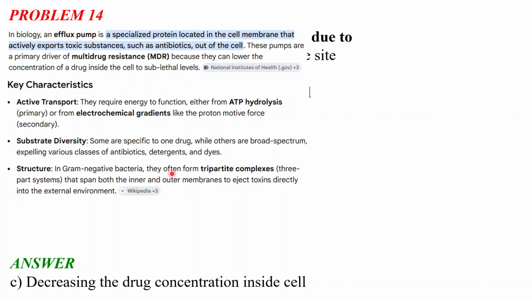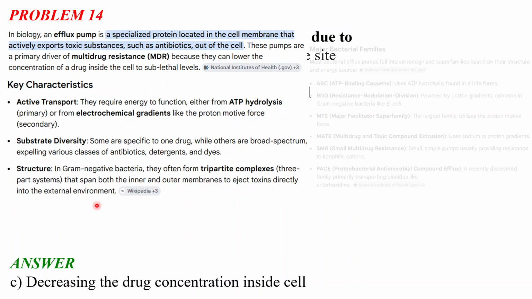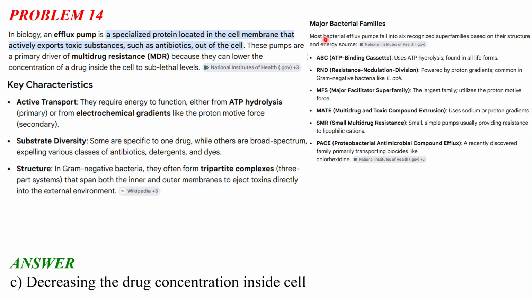Structure: in gram-negative bacteria, they often form a tripartite complex, a three-part system, and span both the inner and outer membrane to eject the toxin directly into the external environment. Major bacterial families: most bacterial efflux pumps fall into six categorized superfamilies based on structure and protein source. ABC family, ATP binding cassette: uses ATP hydrolysis, found in all life forms. RND, resistance nodulation division: powered by proton gradient, common in gram-negative bacteria like E.